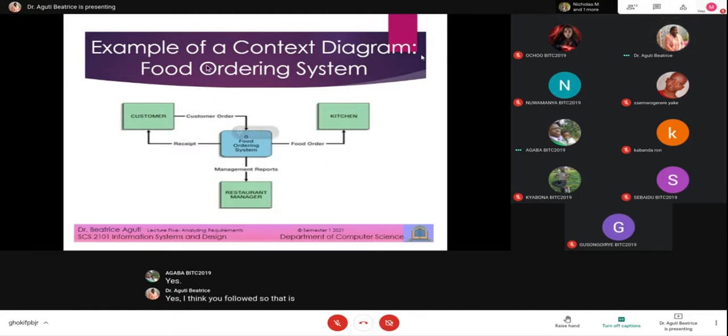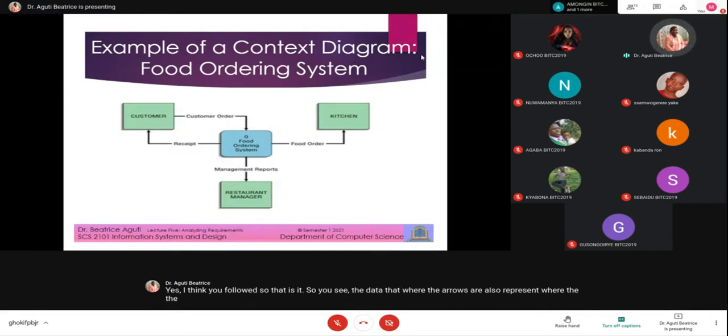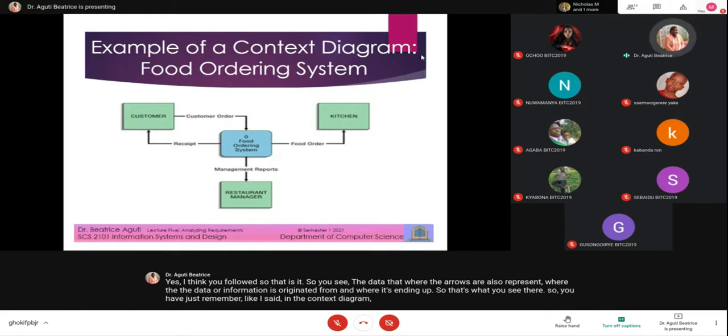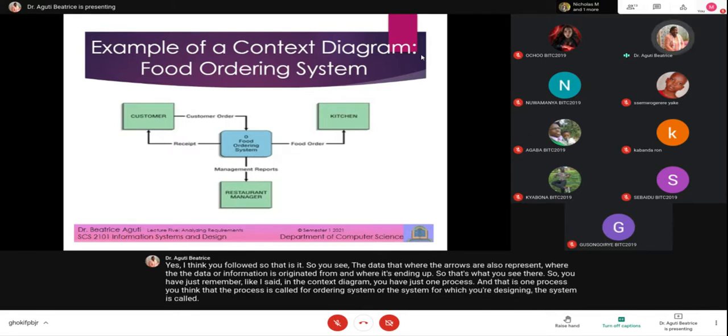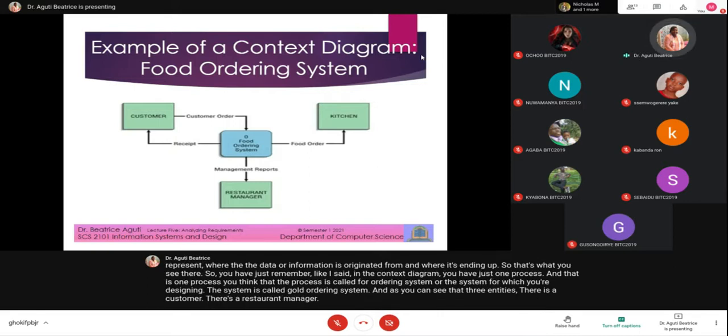So that is it. So you see, the arrows also represent where the data or information is originating from and where it's ending up. So that's what you see there. You have just to remember, like I said, in a context diagram, you have just one process. You're seeing that the process is called food ordering system, or the system for which you're designing is called food ordering system. And as you can see, there are three entities. There's a customer, there's a restaurant manager, there's the kitchen.